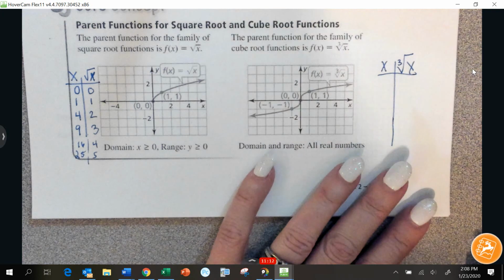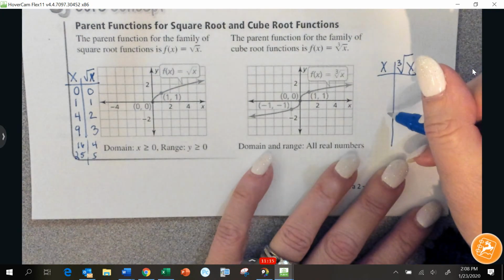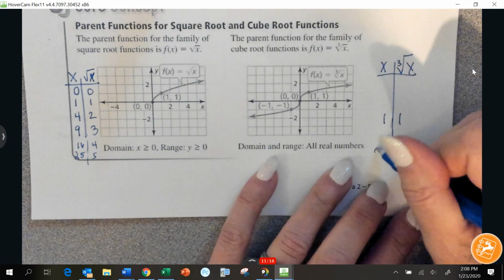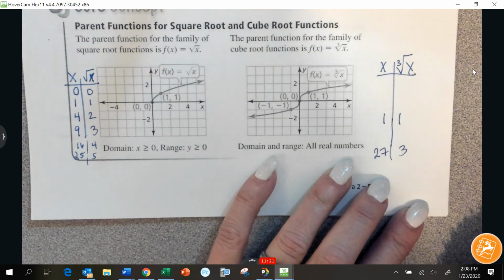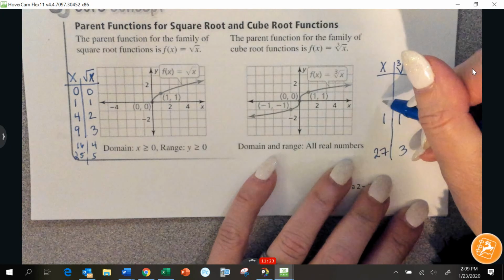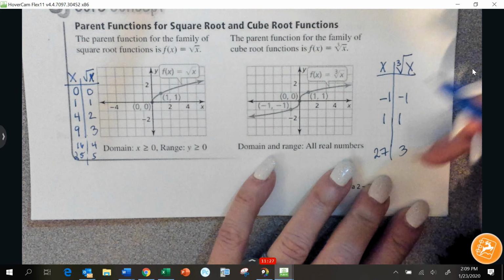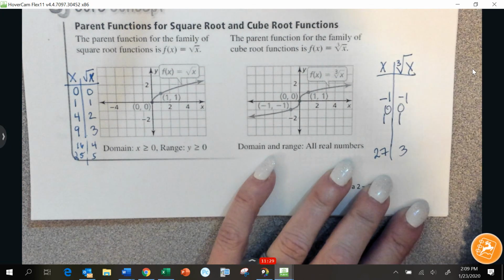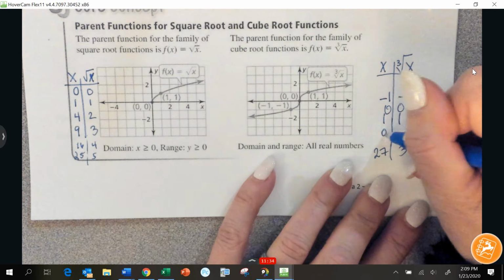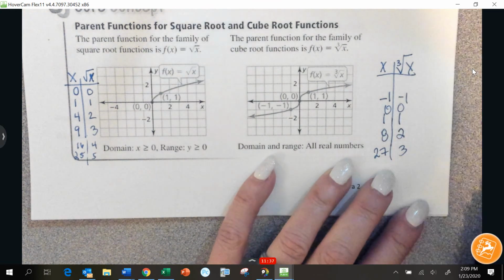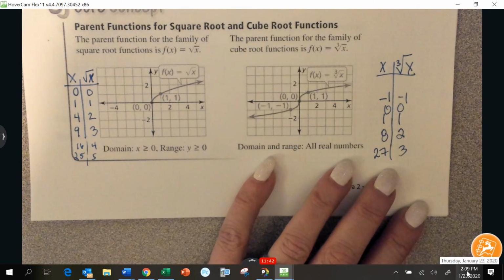What can I take the cube root of? You can do 27. 1? I heard 1. I heard 27, but it has to fit on my graph. -1. 0. You can do -8. Cube root of 8 is 2. 9 doesn't have a cube root. You're right. -8. Yeah.